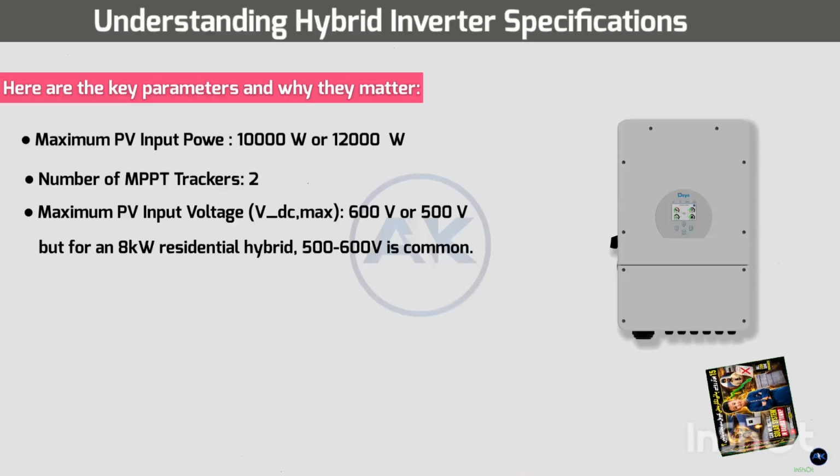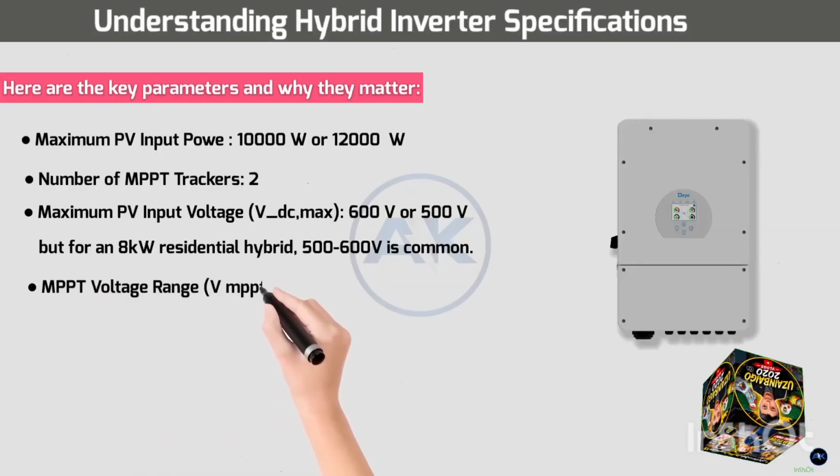But for an 8 kilowatt residential hybrid, 500 to 600 volt is common. This is the absolute highest DC voltage the inverter's input can safely handle. Exceeding this voltage will damage the inverter and void the warranty. Importance for string sizing: your calculated maximum string voltage at the coldest temperature must always be below this value. This is the most critical safety check for string sizing.